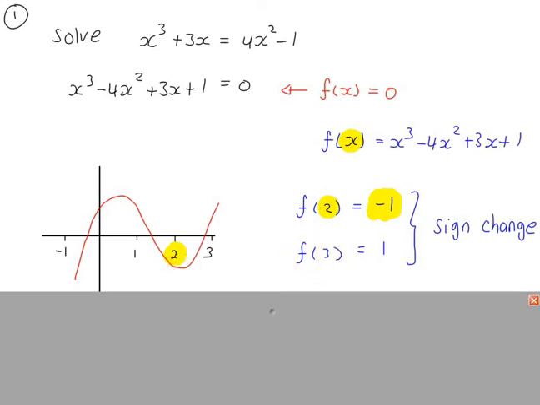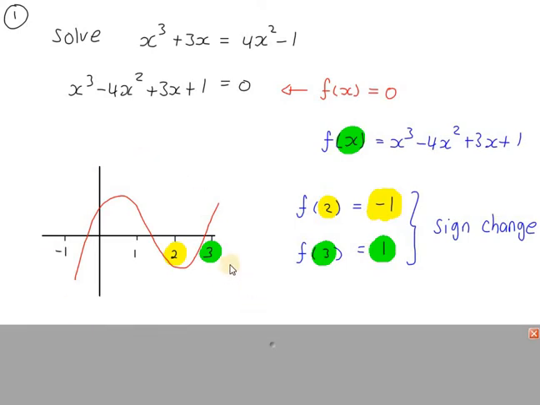Using x equals 3 in here, now the y coordinate is 1, so when x equals 3 the y coordinate here is 1, it's positive. We have a sign change.